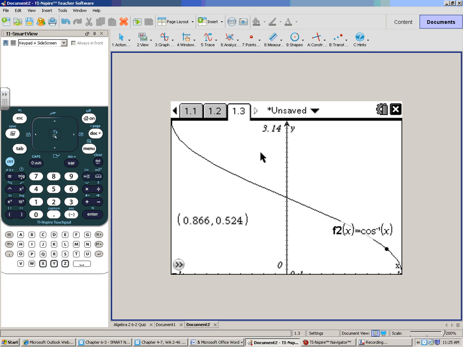The 83 and 84s do not allow you to do that. You have to use the table and go back and forth. Okay? Do you understand that?